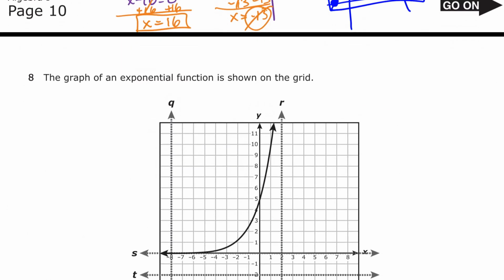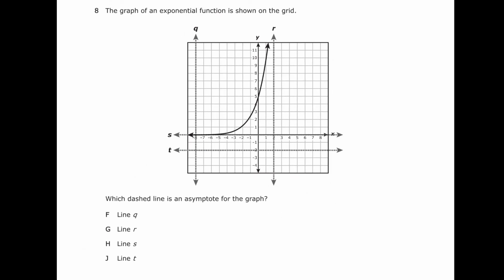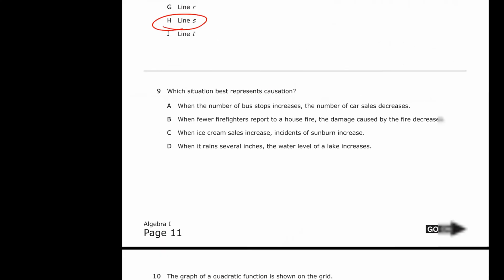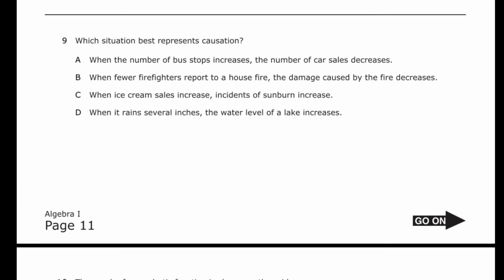All right, next question. Number 8. After that very hard one, we're up to an easy one. An asymptote is the horizontal line that is approached, in this case by the exponential function, but never crossed. So it's this letter S rather.